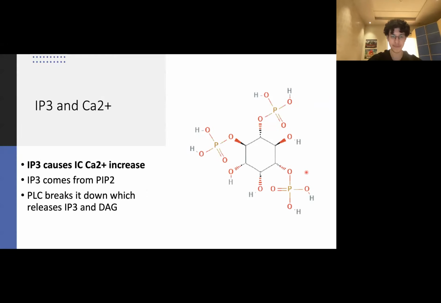All right, IP3 and calcium. This is our last example that you need to know. Well, one of two examples that you need to know, but yeah, again, very important. So what do we need to know from here? The goal of IP3 is to cause intracellular calcium release. Now let's look at everyone's favorite pathway.